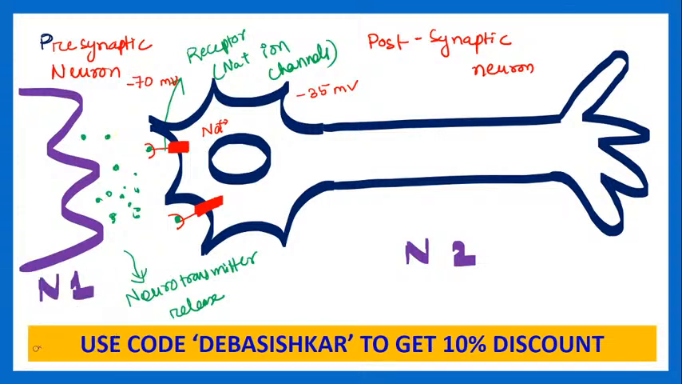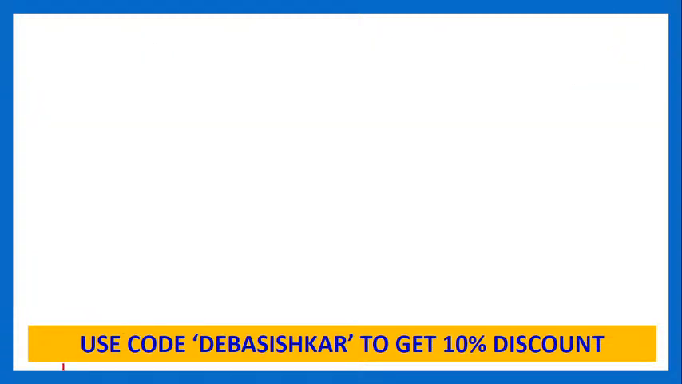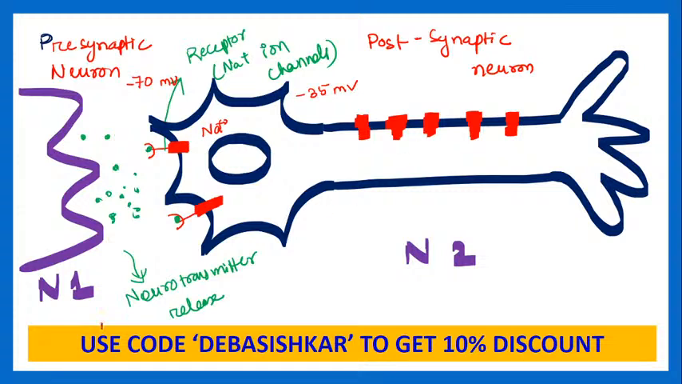So now what will open? The voltage gated ion channels. So voltage gated sodium channels will open now. After the opening of these voltage gated sodium channels, a greater number of sodium ions will come inside, right? Because there are a lot of sodium channels present in the axon. So a lot of sodium ions will come inside, and it will move towards very positive.